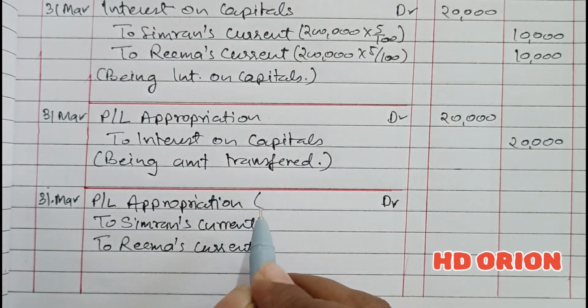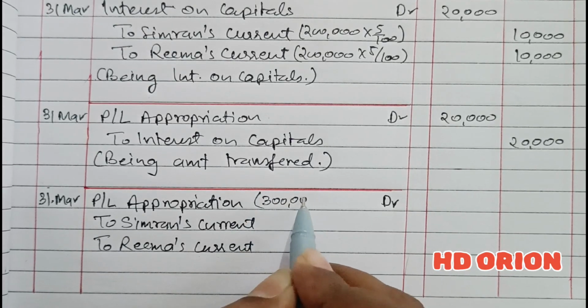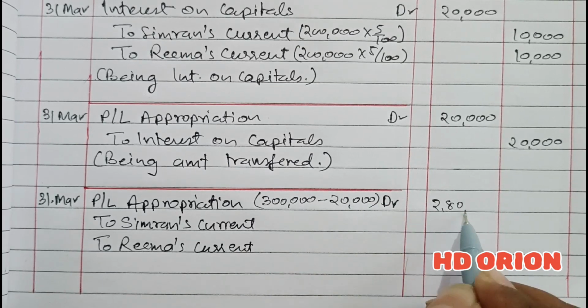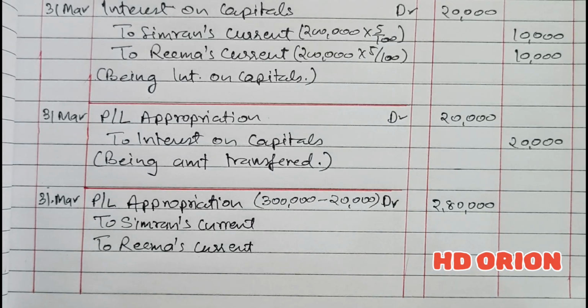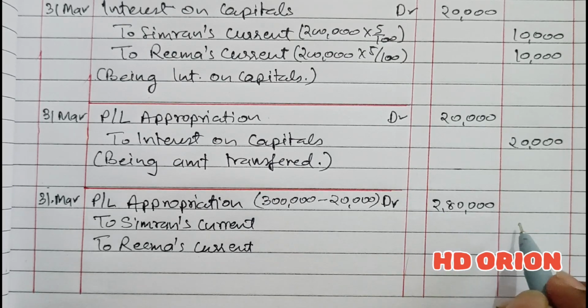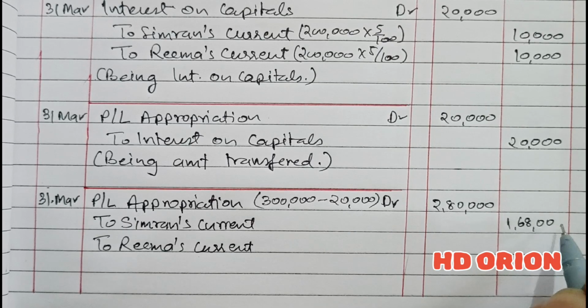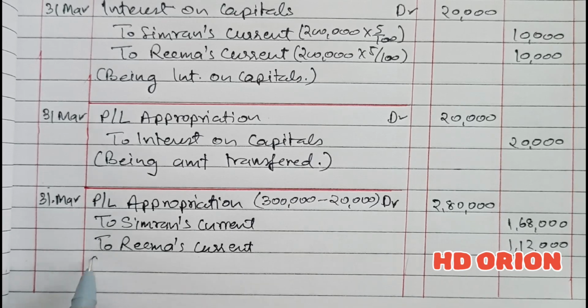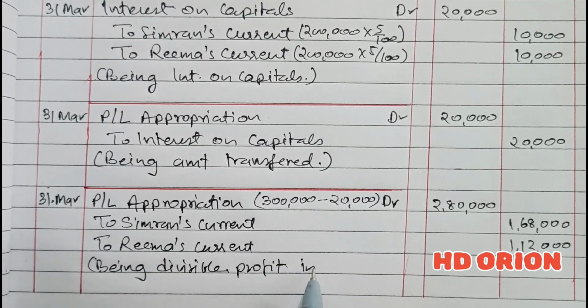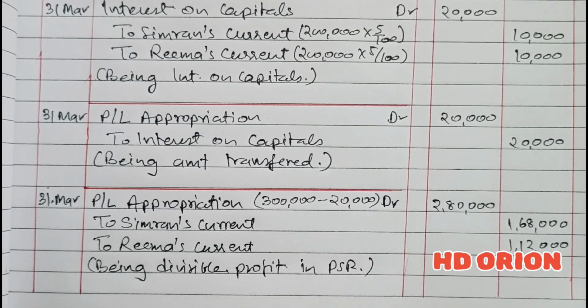So what is the remaining? Out of 3,00,000, 20,000 has been given as interest on capital. So remaining 2,80,000 will be paid to the partners in their profit sharing ratio, which is 3:2. When you break this 2,80,000 in 3:2, the first partner will get rupees 1,68,000 and the other partner rupees 1,12,000. So being divisible profit paid to partners in their profit sharing ratio.